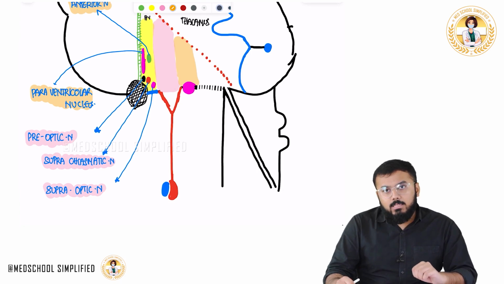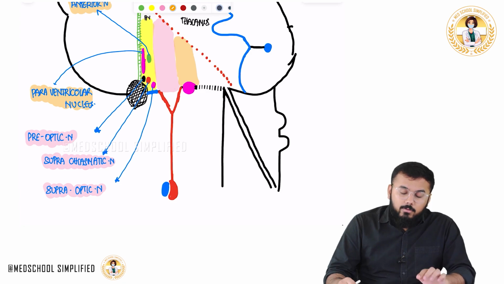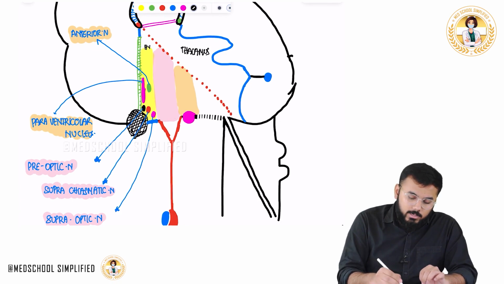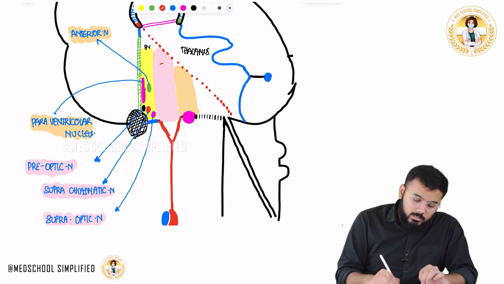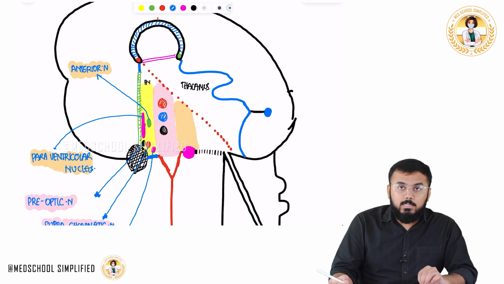Next, after this, the next important thing is the middle region. So what are the nuclei we have got in the middle region? In the middle region, we have got three important nuclei. See here, this is one important nucleus over here. After that, this is the second important nucleus over here. After that, this is a third important nucleus over here.